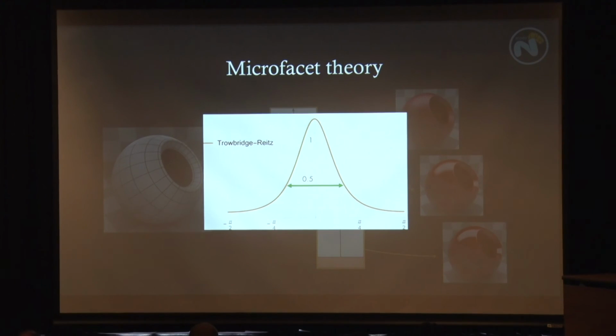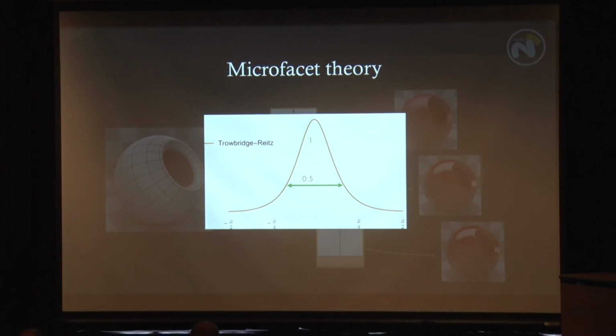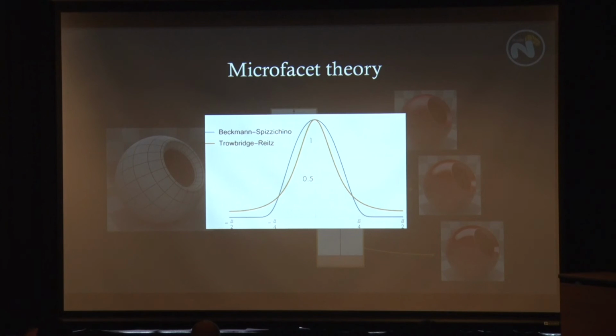And there are also recent models that deal with interreflections among microfacets. But in any case, you have to pick and choose a distribution, which is a bit subjective. And usually people prefer this kind of distribution, the Trowbridge-Reitz, which is also called GGX, to earlier distributions like Beckmann, because they have stronger tails.